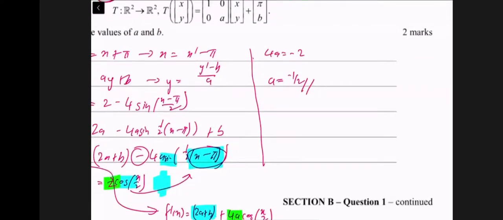And then now we can consider the other thing, which is the constant outside, which is 0 in this case. So 2a plus b equals 0, and then b is negative 2a. It's a weird way of writing that. So it's negative 2 times negative half, which is just 1. And then you have your two answers for a and b.